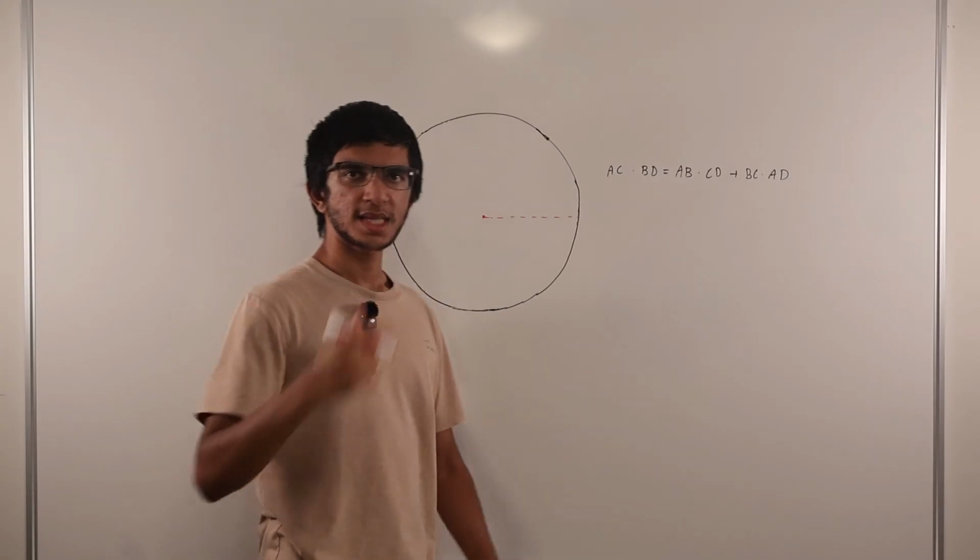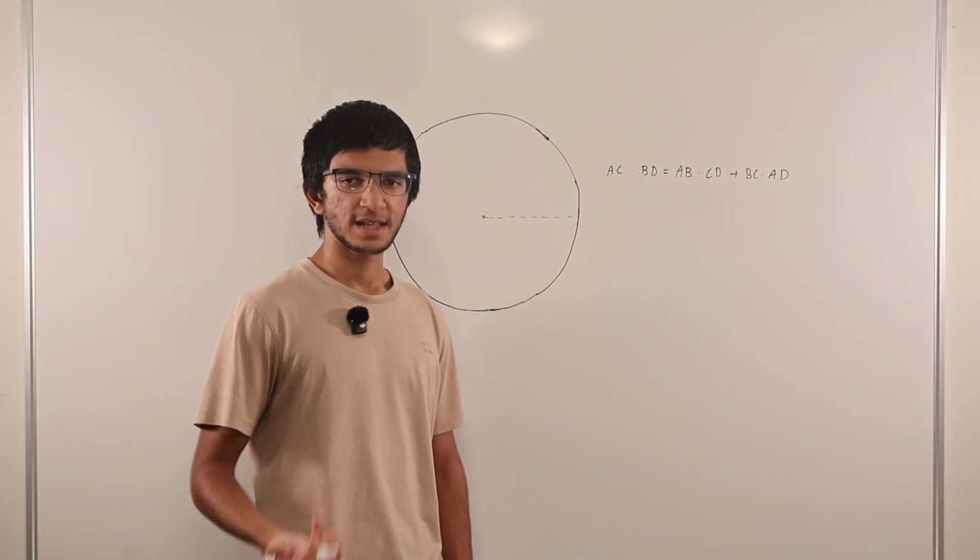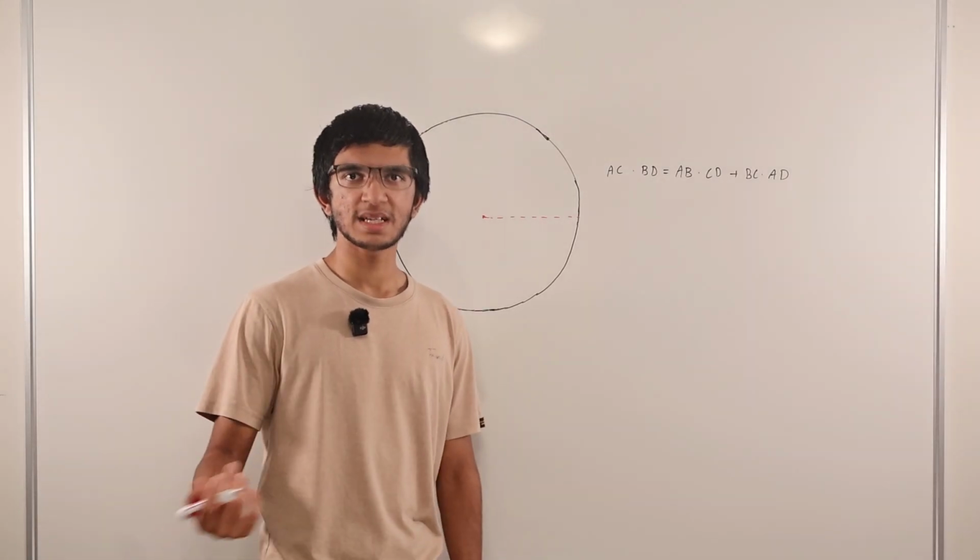But how? Say we want to find the chord length of 132 degrees. Well, 132 can be split into 72 and 60 degrees.